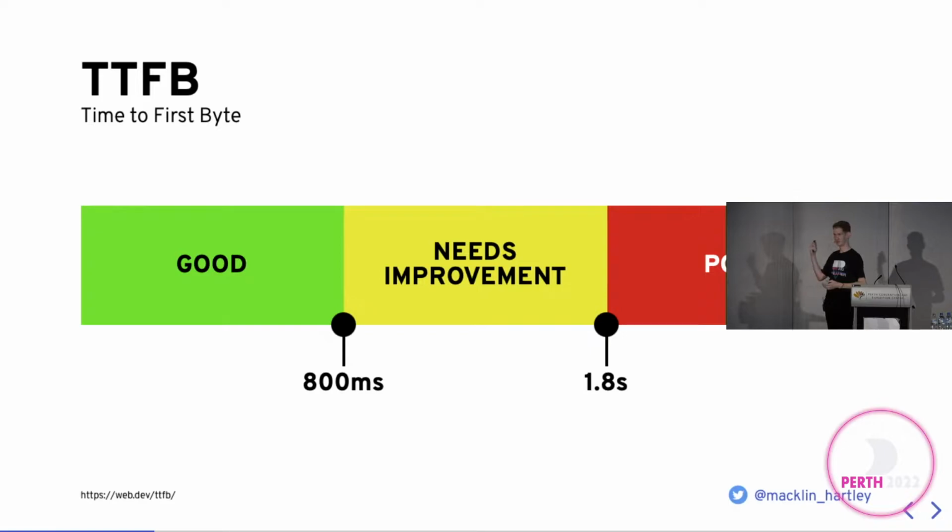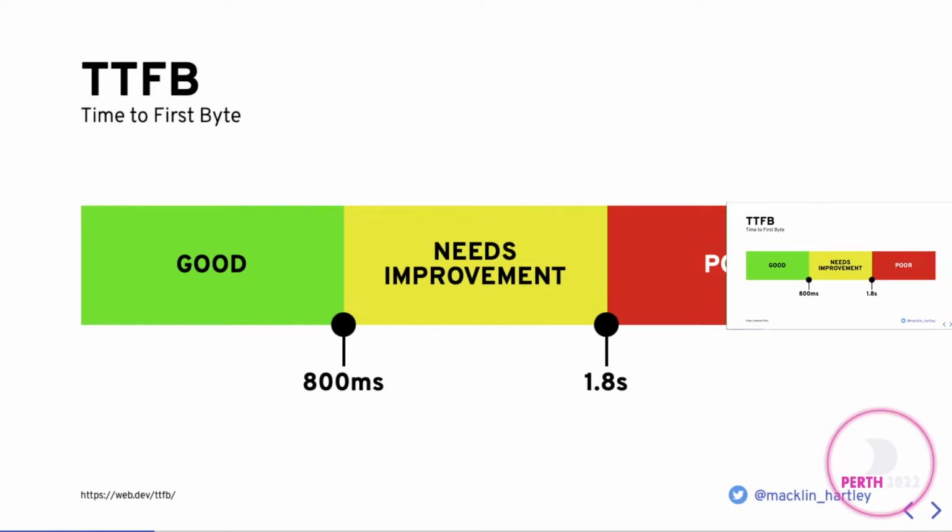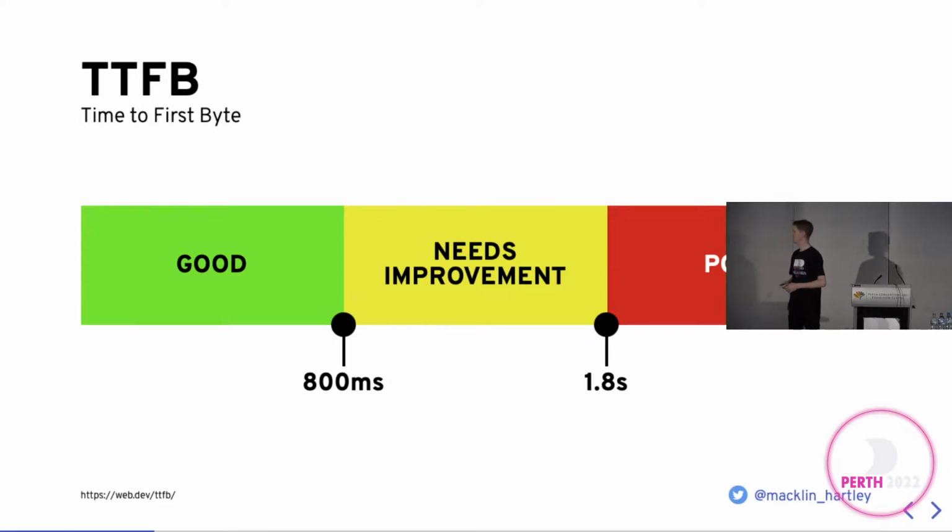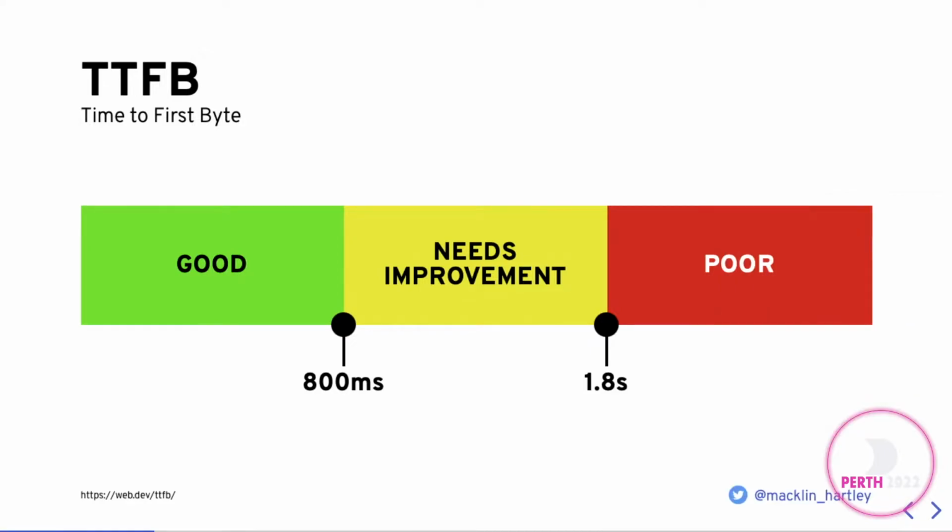Google, who I guess are big and heavily involved in the W3C web performance working group, suggests that time to first byte should be under 800 milliseconds. That's a good score, but anything over 1.8 seconds is poor and needs improvement.